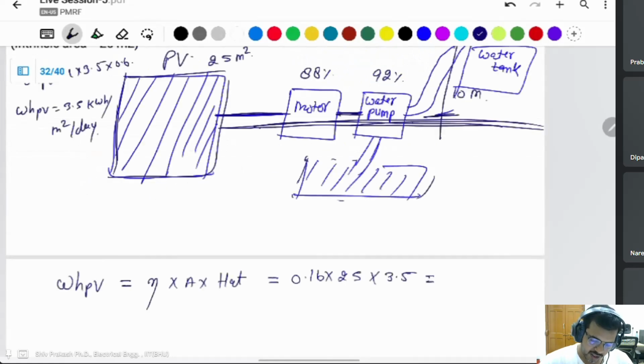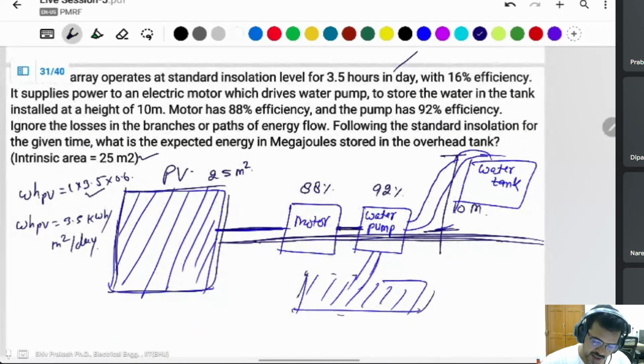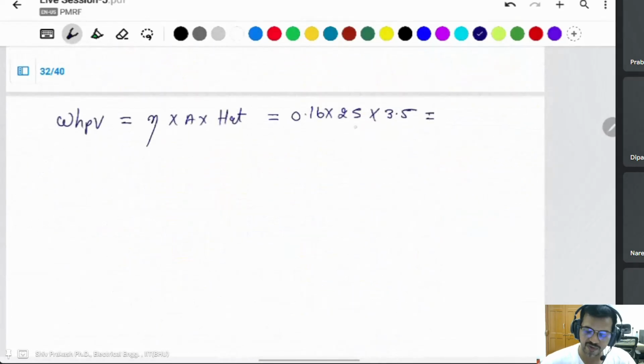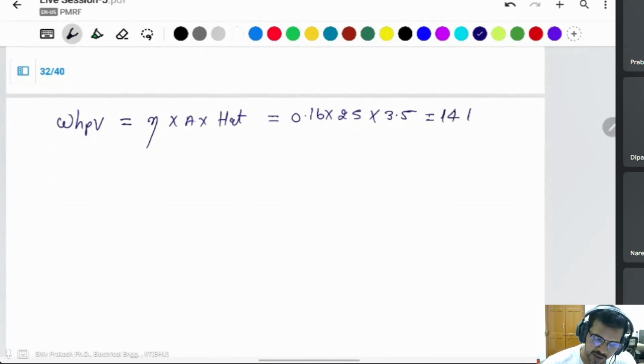watt hour power? This power is calculated for a panel area of 1 meter square, because this is taken as 1 area. If there is a 25 meter square area, then multiplication of 25. Simple. 0.16 into 25 into 3.5 is equal to 14 kilowatt hour per day.